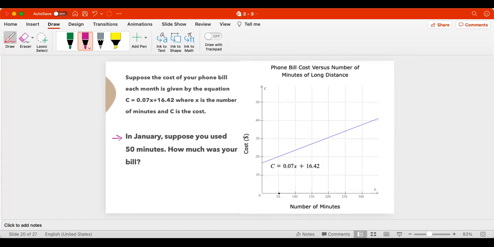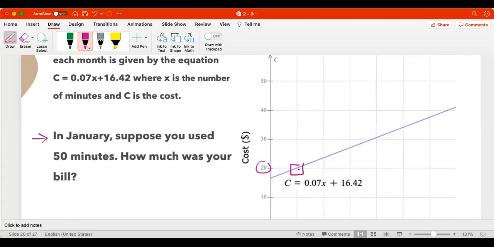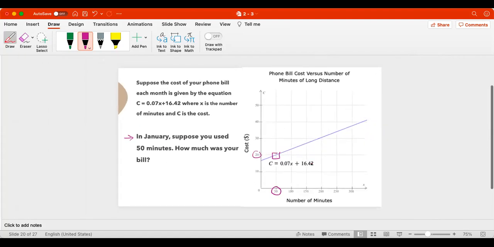Okay, so visually we can kind of get an idea because X is the number of minutes and here's 50. So we can just look and see where it crosses this line. And it looks like it crosses about 20. Now it's hard to tell if that's exactly true. We can try to zoom in, but we can have a little bit of an optical illusion here. It might look like it crossed, but it might be really close to it. So the only way to verify and know for sure is to plug in 50 for X.